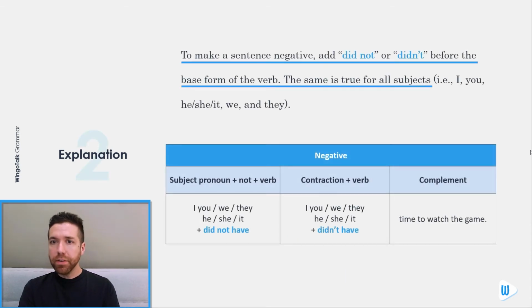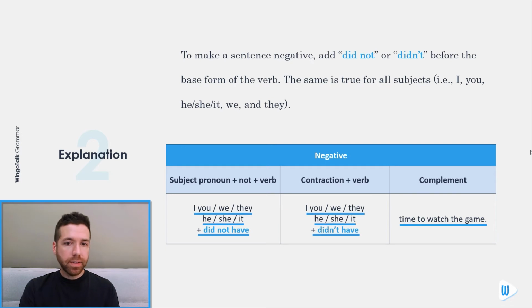To make a sentence negative, add did not or didn't before the base form of the verb. The same is true for all subjects, i.e. I, you, he, she, it, we, and they. I did not have time to watch the game. She didn't have time to watch the game.